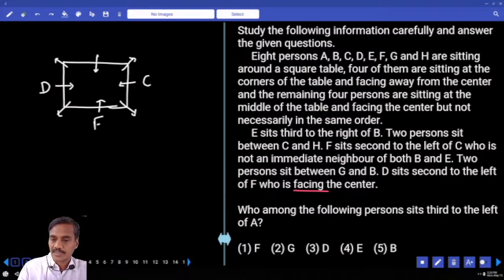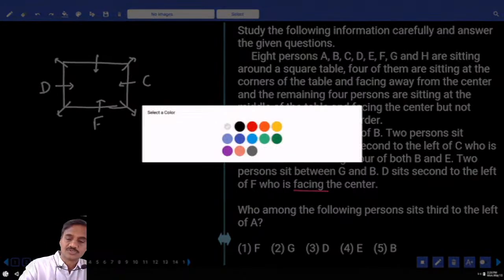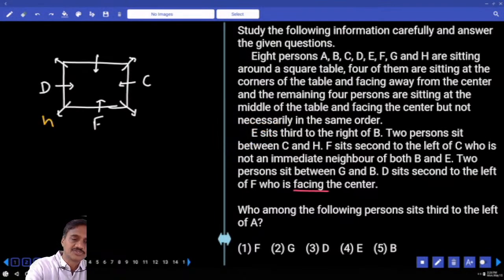Then next one, there are 2 persons between C and H. How many possibilities do we have for this H? There are 2 persons between C and H. That means now C can be here, H can be here, or H can be here. There are 2 possibilities. And 2 persons between C and H, and E sits third to the right of B, and F is second to the left of C, and C is not an immediate neighbor of both B and E, and 2 persons between G and B.